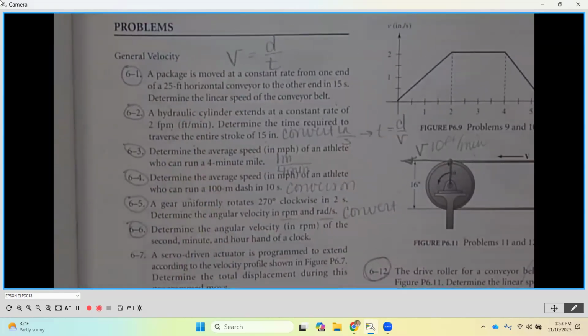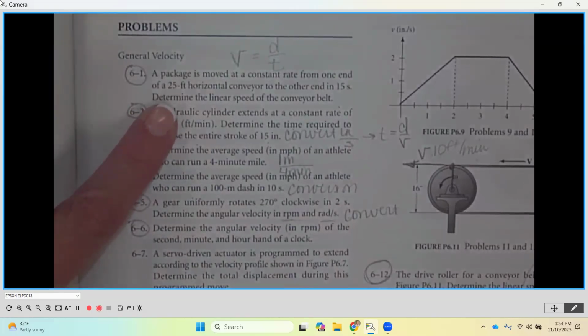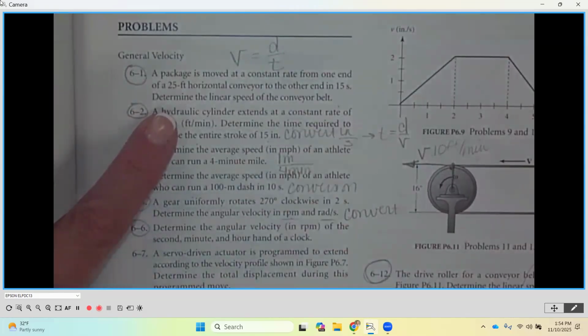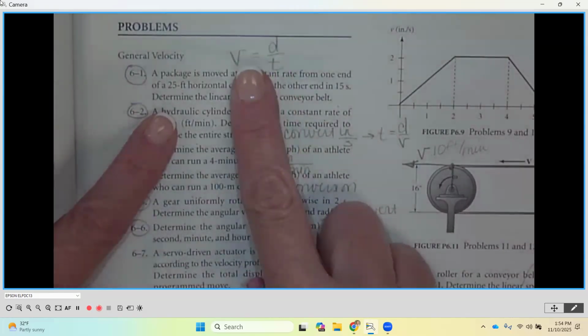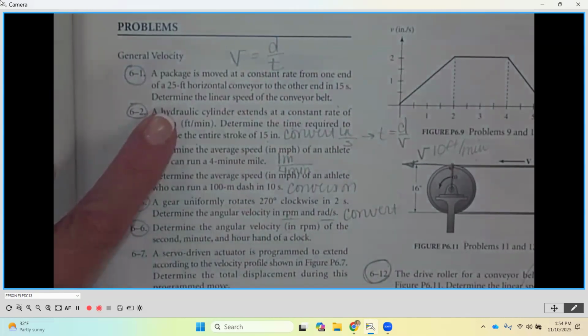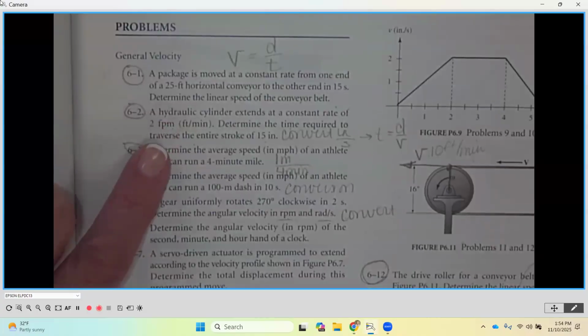So our first problem is 6.1. It says a package is moved at a constant rate from one end of a 25-foot horizontal conveyor to the other end in 15 seconds. Determine the linear speed of that conveyor belt. This is just like example 6.1. Your relationship is going to be velocity is equal to distance over time. So using that example 6.1 is how you would set that one up.